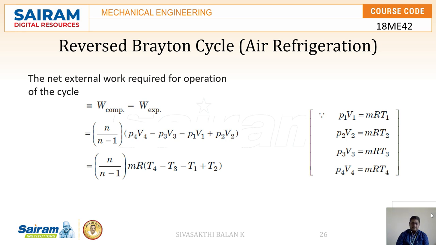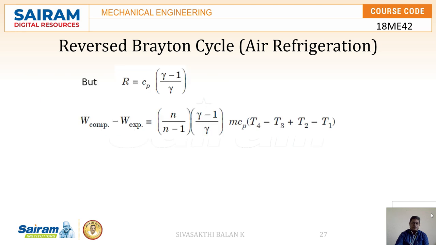T1 plus T4, or else we can also represent it in terms of PV, like n divided by n minus 1 into P4 V4 minus P3 V3 minus P1 V1 plus P2 V2. We know that PV is equal to MRT. So that is the relation that helps us to convert between the second line expression and the third line expression in the slide which you are seeing now.